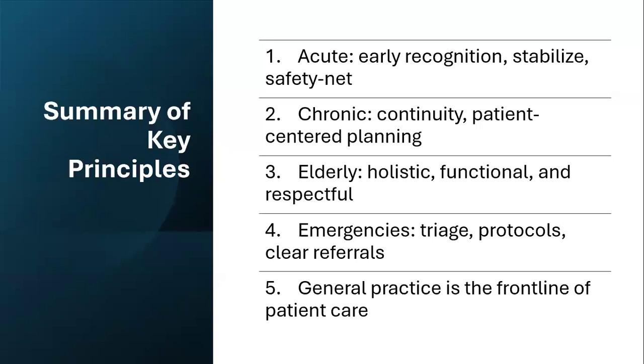And when it comes to the elderly, you have to assess the patient as a whole. Holistic care is vital, and you have to make sure that the patient is functional, and you have to respect the patient as a senior citizen. And when it comes to emergencies, you have to triage, use standard protocols, and have clear referral pathways. So when it comes to managing acute, chronic, elderly care and emergencies, general practice is the front line of patient care of all these patients.